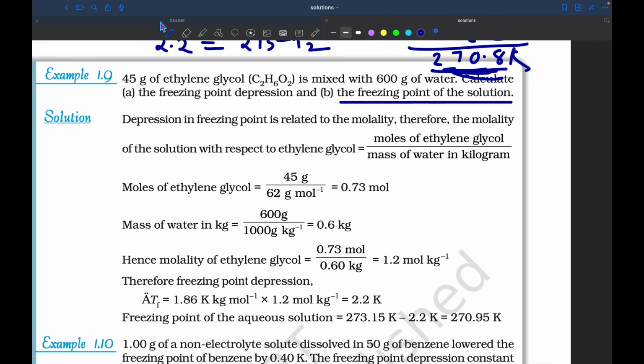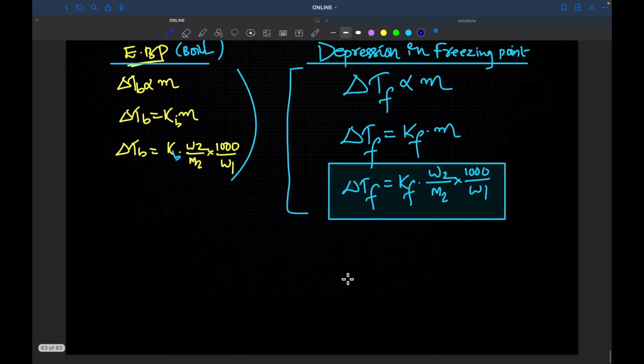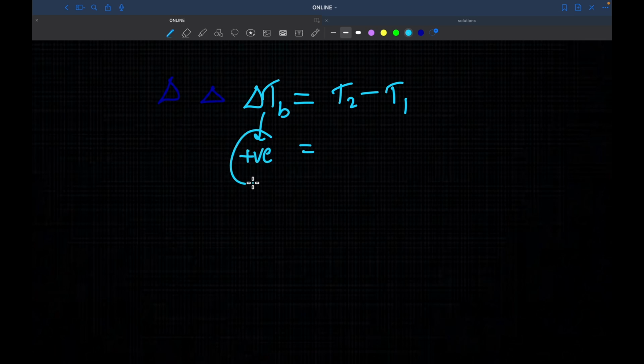Another point to remember is that when you are solving for delta T_B, we take T2 minus T1. The difference is always going to be positive, that's why it is higher temperature minus lower temperature. Whichever is higher, whichever is lower, you have to subtract the lower temperature from the higher temperature.